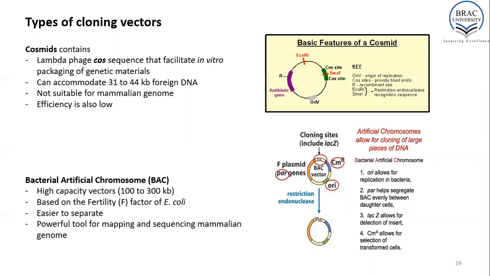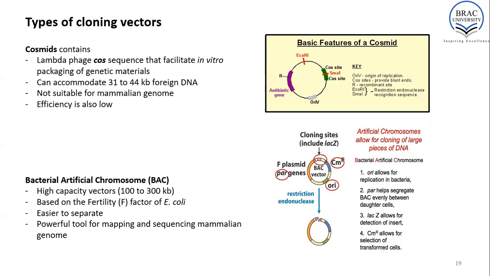Cosmid plasmids were developed in the late 1970s in response to a need for vectors that are capable of accommodating large segments of genomic DNA. It contains a lambda phage COS sequence that facilitates in vitro packaging of genetic materials. It can accommodate around 31-44 kilobases of foreign DNA. However, it is not suitable for the mammalian genome and also its efficiency is low.